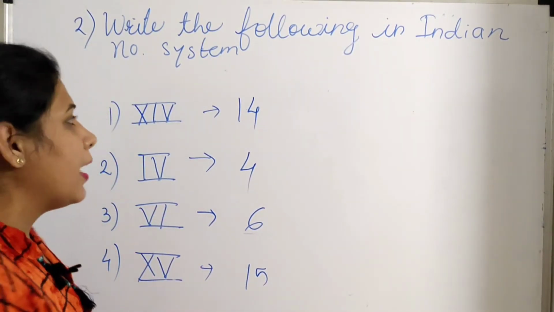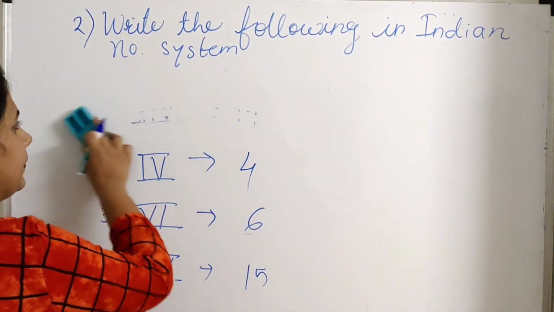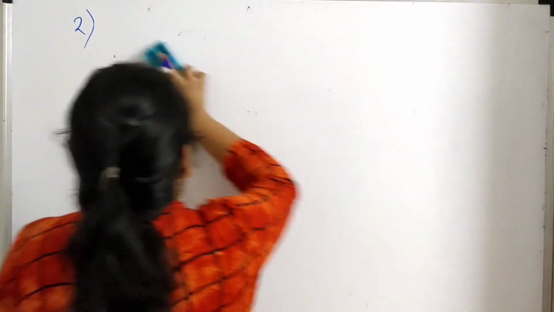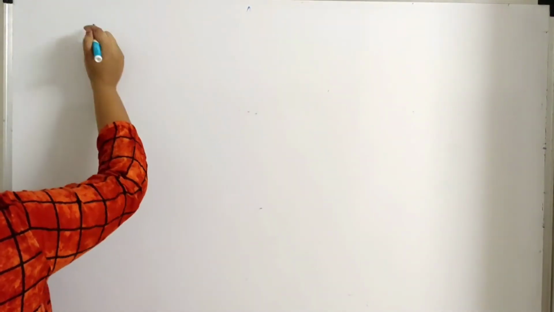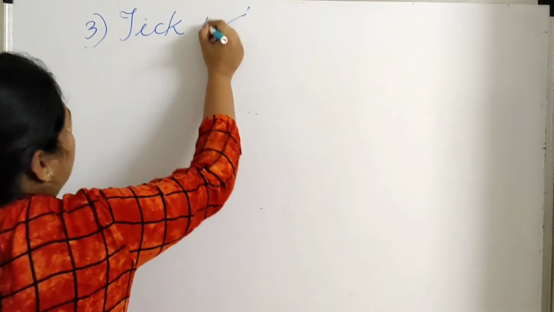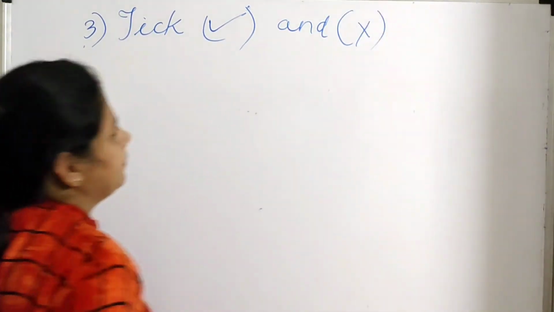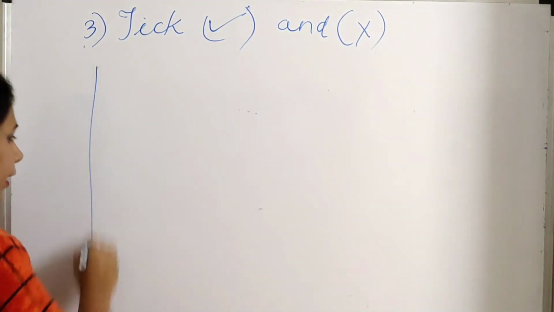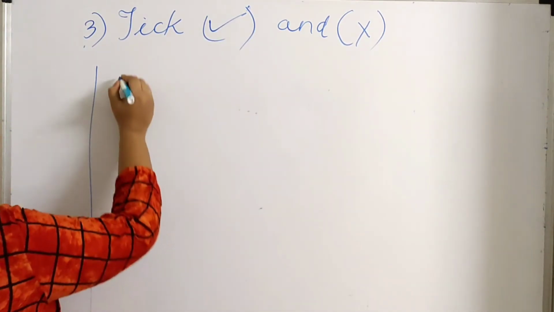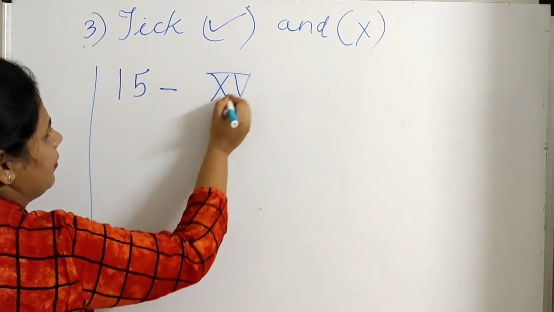Now one more question is there. State true or false. We can write a tick for correct and a cross for wrong. For correct we have to tick this. For wrong we have to cross it. So I am having the number 15. I am writing it in this way.